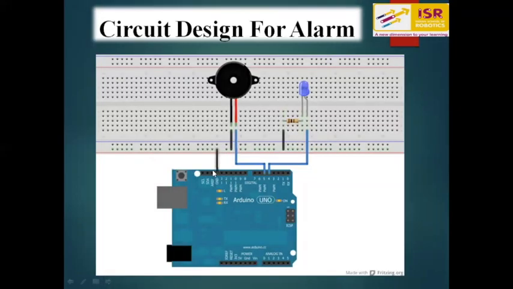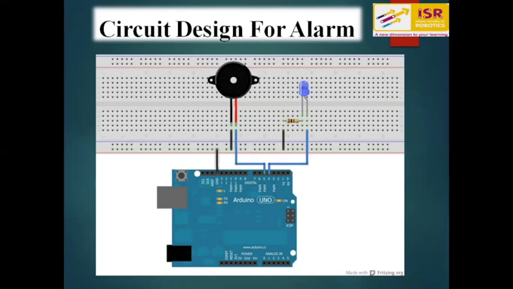Now coming to the circuit design for alarm. Previously we have seen how we can interface your buzzer and LED to the Arduino board individually, but now we will design a circuit in which LED and buzzer both are used in the same circuit. So what we have done in the circuit is the positive terminal of your LED, that is the anode, is connected to the fourth pin of your Arduino, and the positive terminal of your buzzer is connected to the fifth pin of your Arduino. And we have connected a resistor to the negative terminal of your LED.